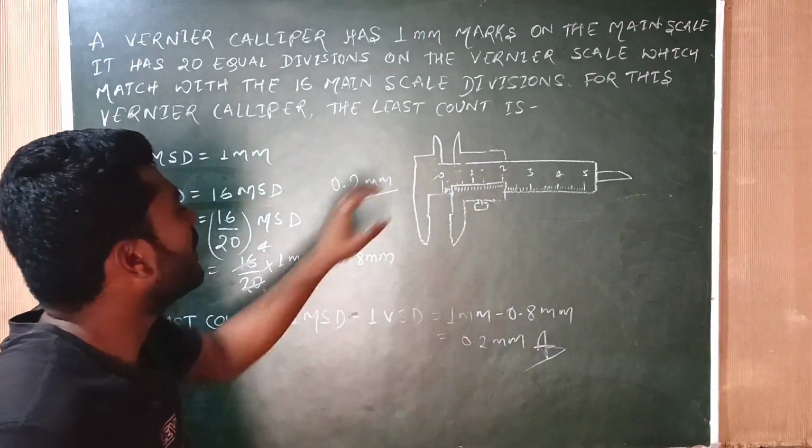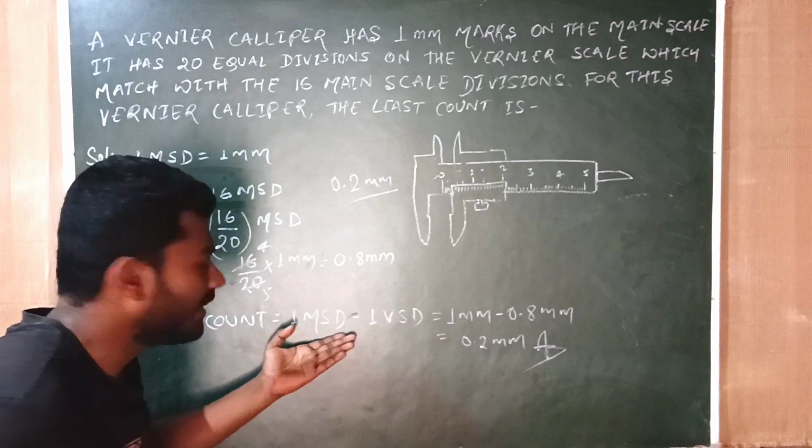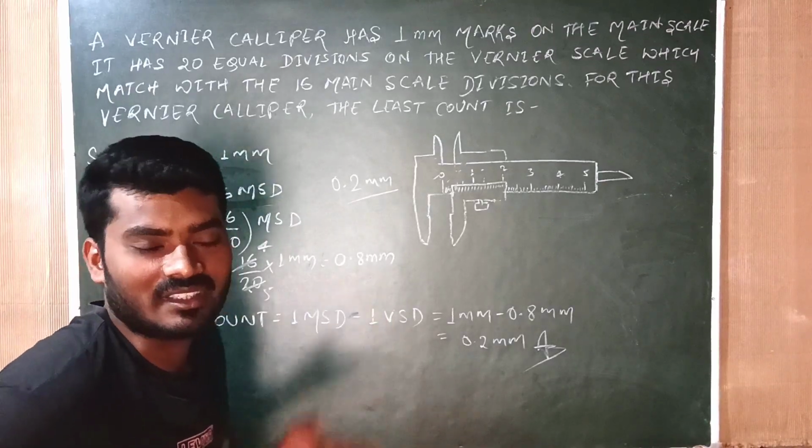And we can say that least count is equal to one main scale division minus one vernier scale division.